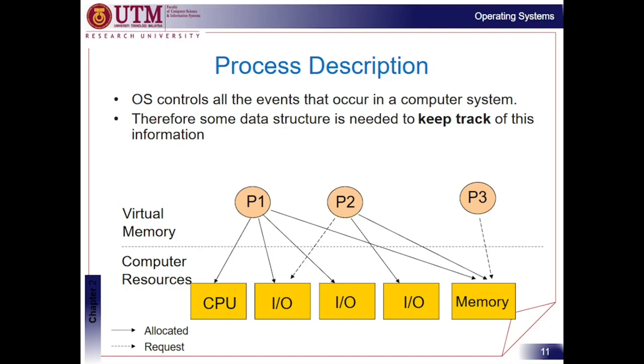The slide also shows that P1 is currently running on the CPU, while P2 and P3 are waiting for their turn. P2 is also waiting for the I/O device to finish its operation, while P3 has requested more memory than it had been allocated. The OS has to manage these situations and ensure that all the processes get fair and efficient access to the resources they need.